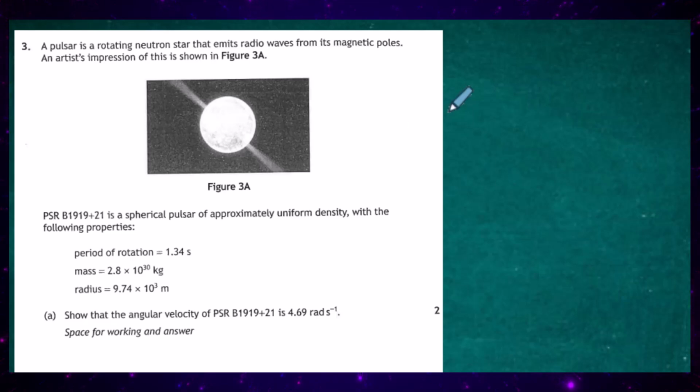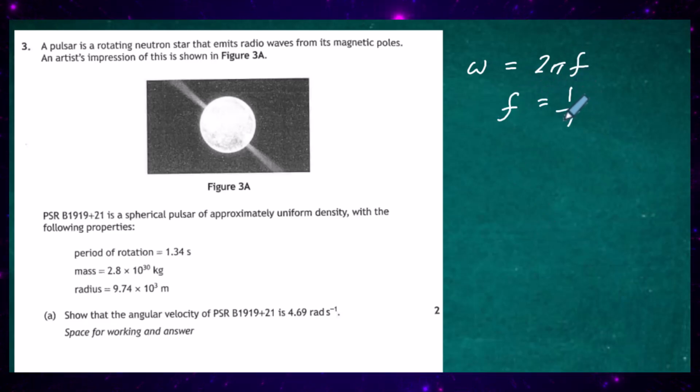Well, we start off with an expression for the angular velocity. The angular velocity omega is always equal to 2 times pi times the frequency. And we also know that the frequency can be written as 1 upon the period T. So we substitute the frequency for 1 upon T, and we end up with the angular velocity omega being 2 pi divided by T. So we've got all the information there.